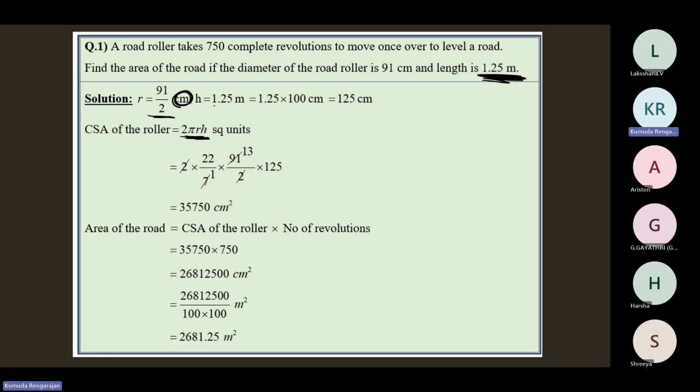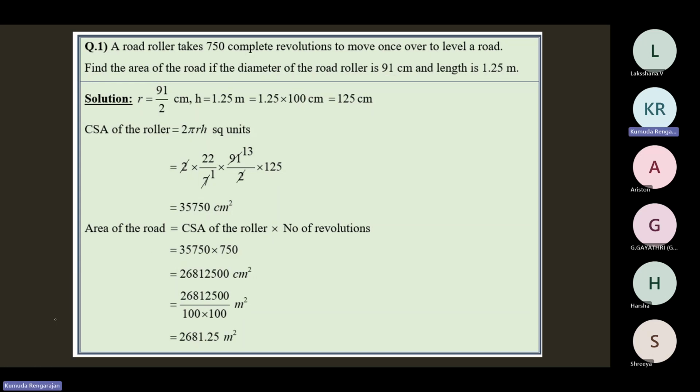So the height is 1.25 meters, convert that to centimeter. How do you convert meter to centimeter? We multiply by 100. So here we multiply 1.25 into 100, and the height of the road roller is 125 centimeters. Diameter 91 centimeters, so radius 91 by 2. Height is the length 1.25 meters, convert that to centimeters, so into 100.